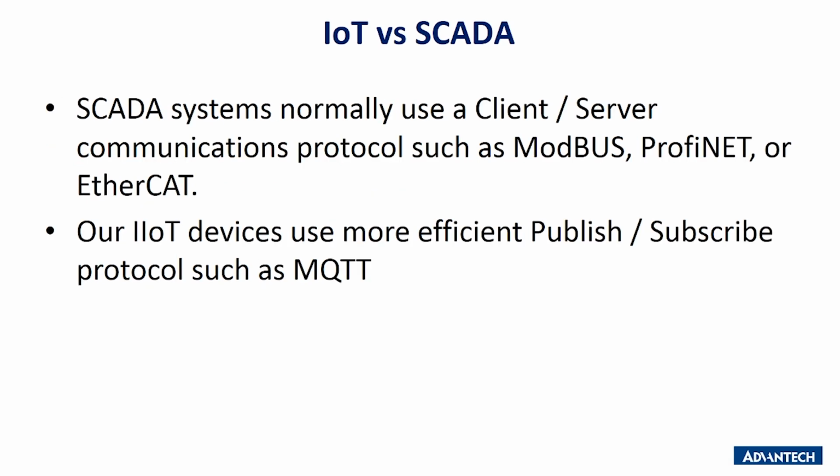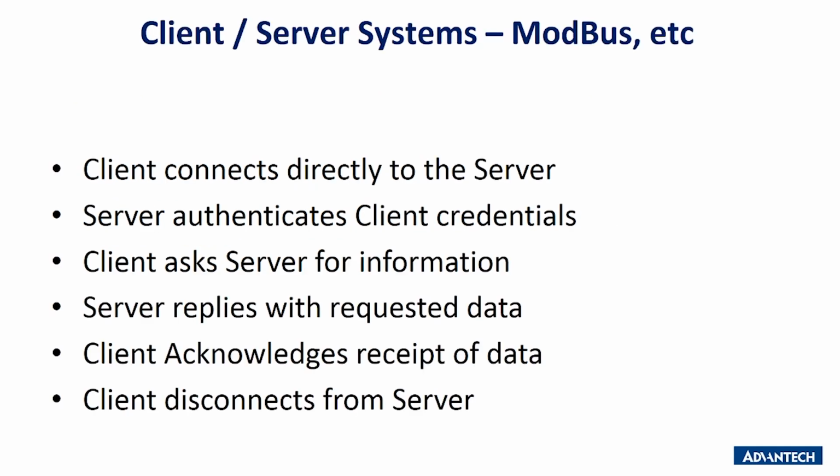And the protocols that you use for SCADA and IoT are different as well. SCADA normally uses client-server communication such as Modbus, Profinet, EtherCAT, something like that. Where IIoT uses something a little more efficient, which is a publish-subscribe protocol such as MQTT. Client-server systems have to be really fast so you can actually control the machine, so they're going to connect directly to a server, authenticate with correct credentials, and the HMI or whatever you're using is going to ask for that information. The server is going to reply with the data. The client will acknowledge the data, and the client disconnects from the server. So there's a lot of going back and forth, and it's a heavyweight protocol.